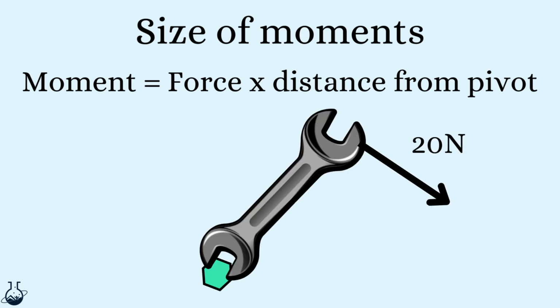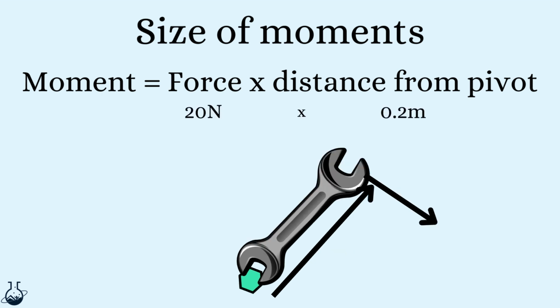For example, I can use 20 newtons of force on the end of a spanner, acting 0.2 meters away from the pivot. If I multiply these together, it gives me a moment size of 4 Newton meters.